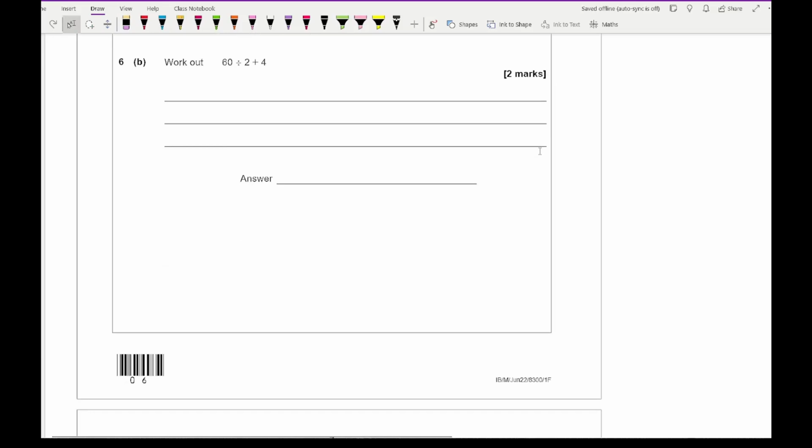Then for question 6b, it says work out, and so here we just need to do a bit of BIDMAS. So we need to do the adding first. So here we've got, actually need to do the dividing first. So here we've got 60 divided by 2, which is 30, and then 30 plus 4 is 34.